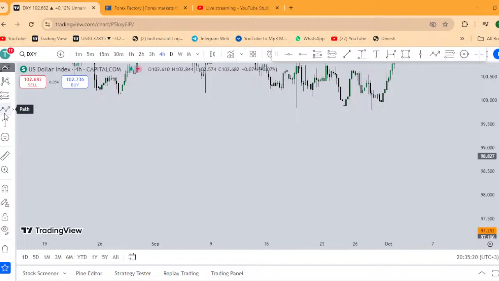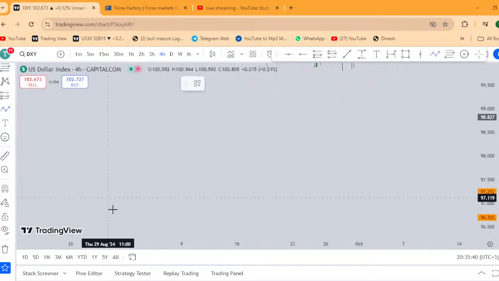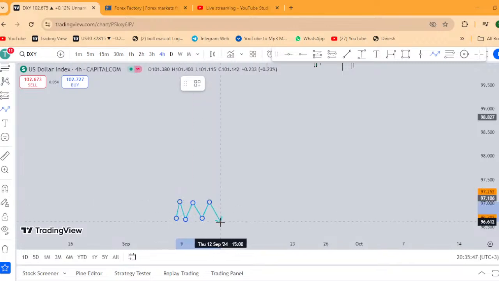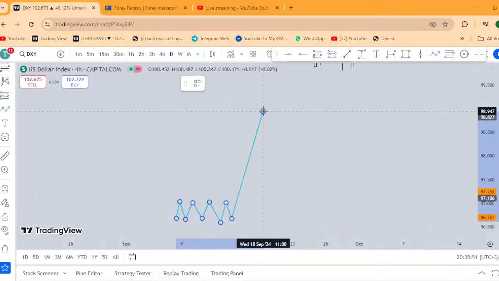Then let's dig deep and understand why we put our take profit at certain levels. Where should we put our stop loss? Why are we putting our stop loss there? Why are we putting our take profit there? So remember, let's come up with a small model here. Okay, this is the model. We had a consolidation here, then we had an expansion here.